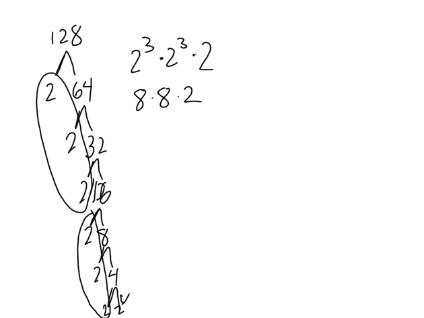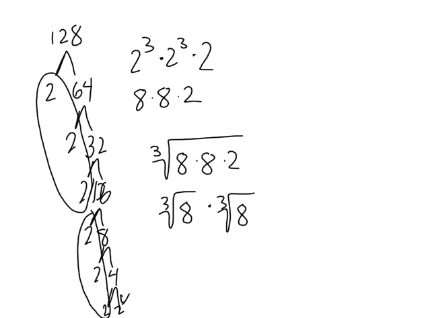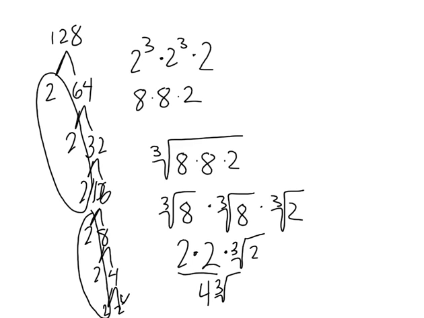And now that we have found all of our perfect cubes, we can go ahead and throw it back under the radical. So 8 times 8 times 2, break up the radical. Okay, notice how I put the 3 every single time. All right, cube root of 8 is 2 times cube root of 8 is 2 times the cube root of 2 is the cube root of 2. All right, now I got to simplify these pieces, so I get 4 cube root of 2.